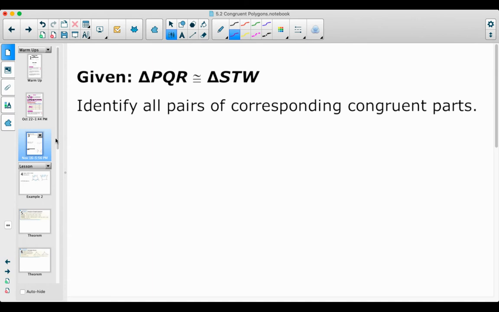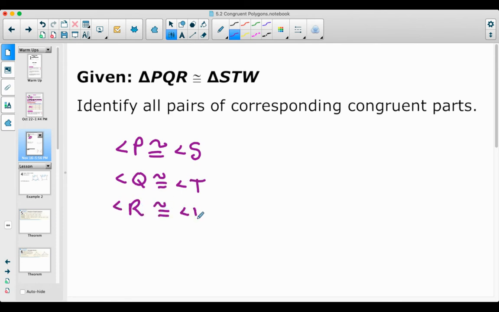a problem. So it says, given triangle PQR is congruent to triangle STW, we want to identify all those corresponding parts. So P is the first one, which means angle P is going to be congruent to angle S, which is the first one in the second triangle. Angle Q is going to be congruent to angle T, and angle R is going to be congruent to angle W because those are all in the same position of your congruent statement, excuse me. Okay, so then that's your angles.